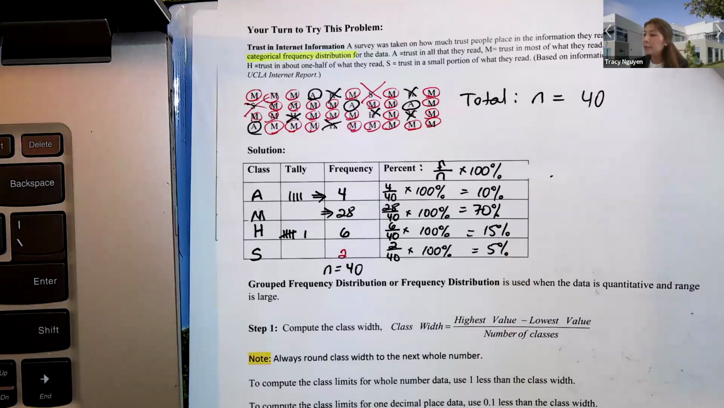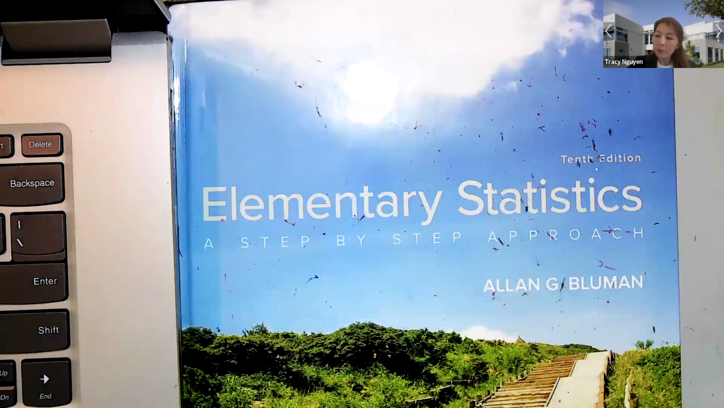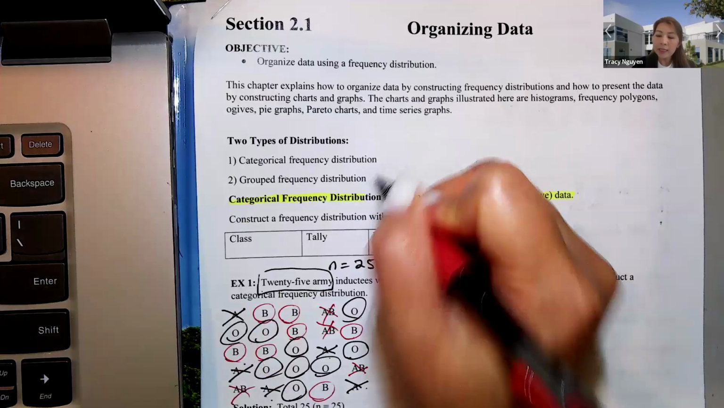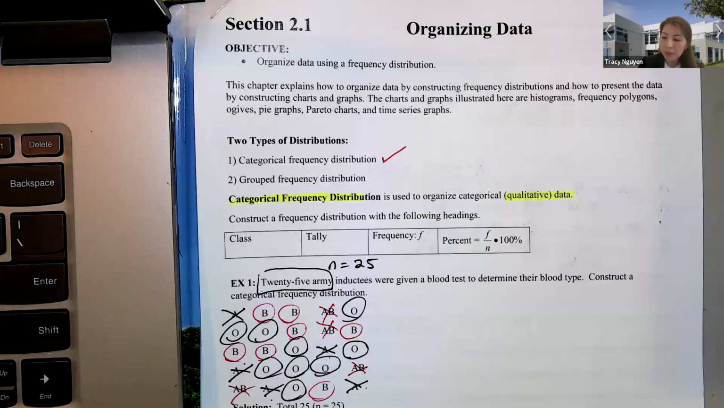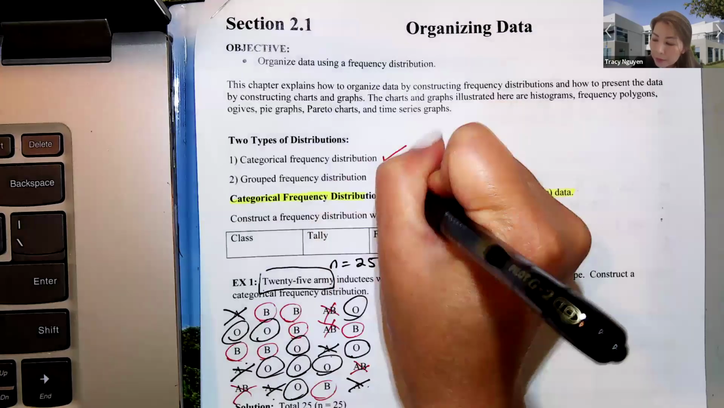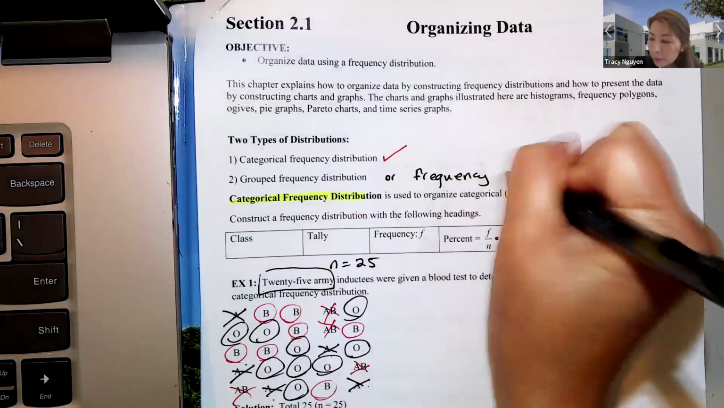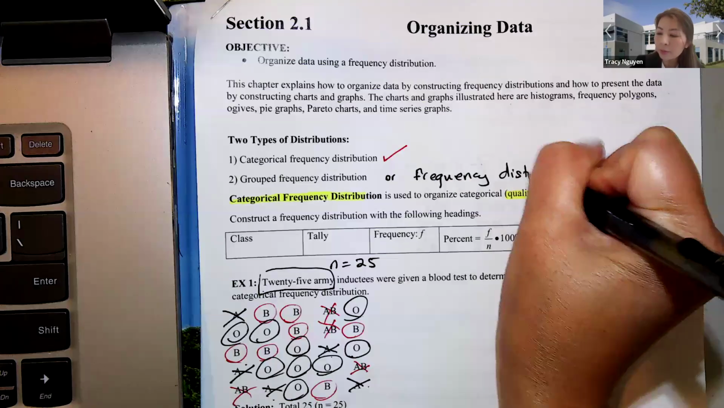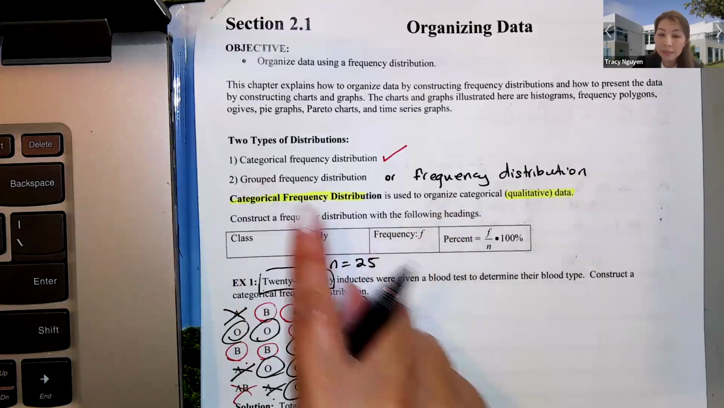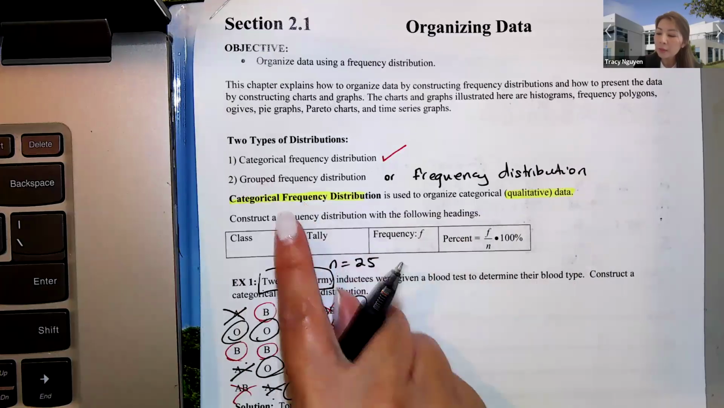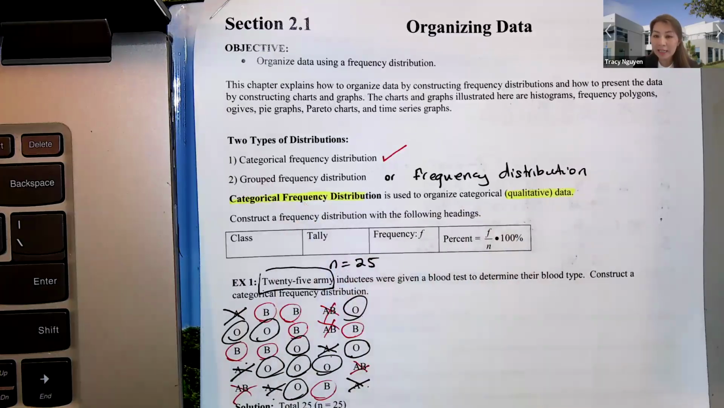Another type of frequency distribution: we said that we have 2 types. What we just worked on was the categorical frequency distribution. When do we use the group frequency distribution? For short, you tend to see that we just say frequency distribution. When we don't have the word categorical, it really means frequency distribution or group frequency distribution. We use frequency distribution for quantitative data. Let me turn the page and I'll show you what we have here.